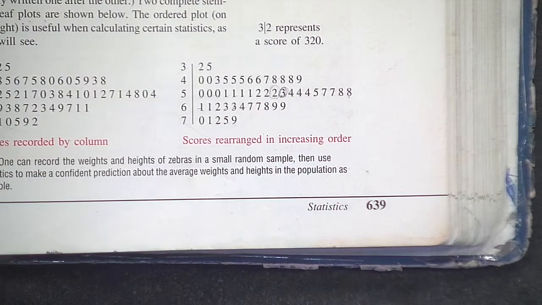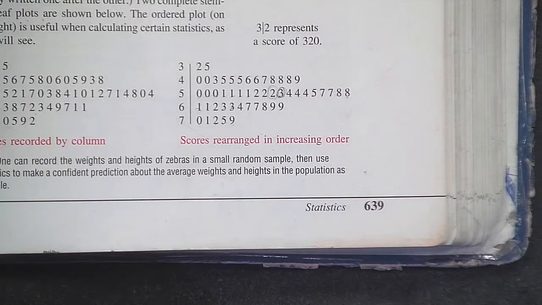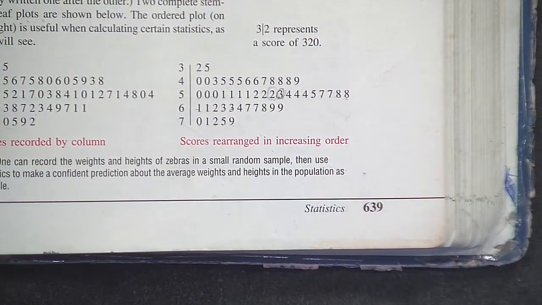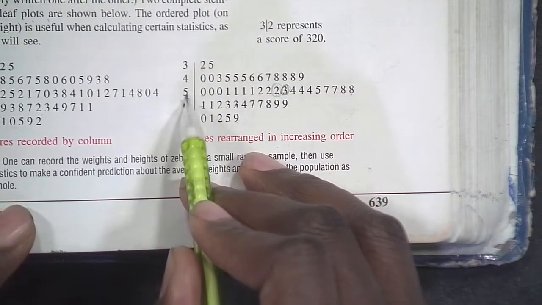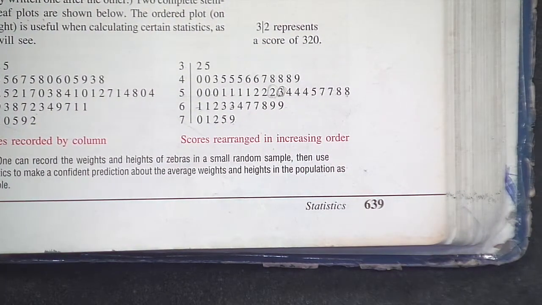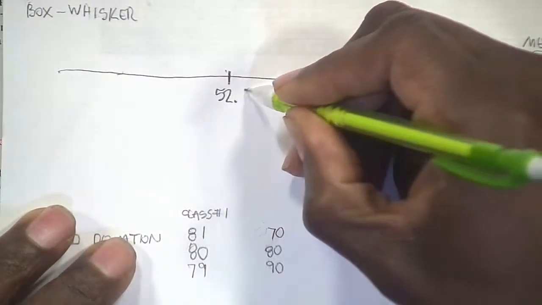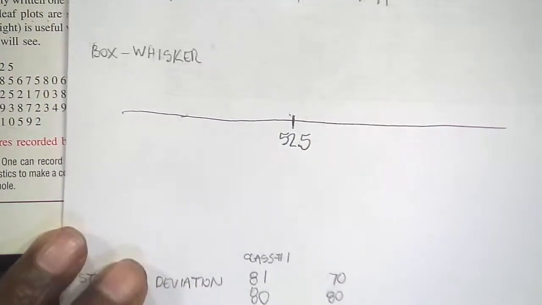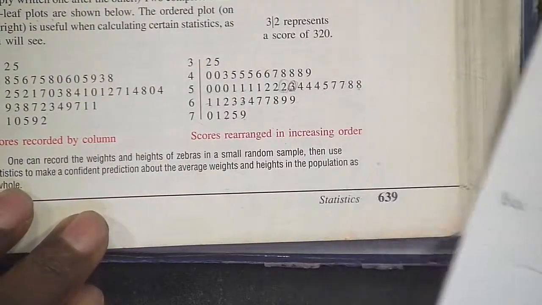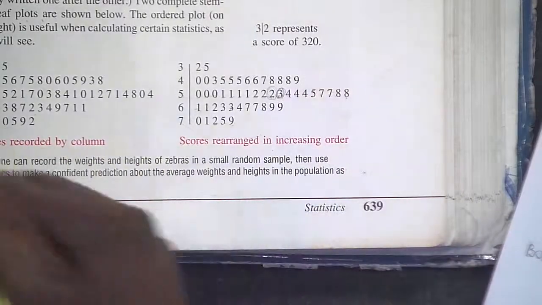So really what you want is the middle term. To get the middle term, you'd have to take the average of these two terms here to get what we call the median. So this would be the average of 52 and 53, which would be 52.5. So the overall median of all this data would be 52.5. And that would be how we'd start our box whisker diagram. This would be the median of all of the data.